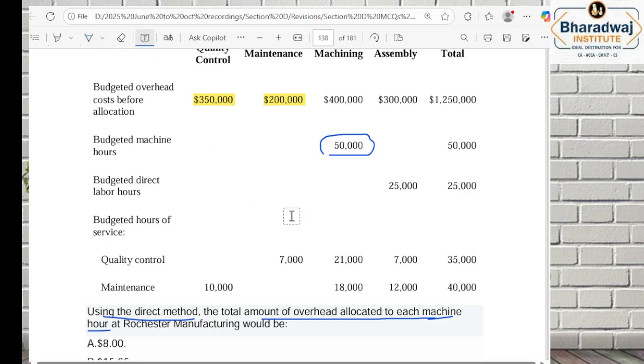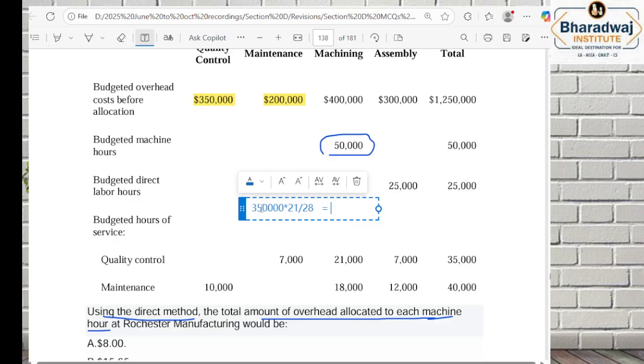So let us allocate quality control: 21 plus 7, 28,000, clear. So it will be 3,50,000 into how many hours used? 21,000 hours used out of 28,000 hours. So how much will you get for the machining department? So 7.65 is the answer.